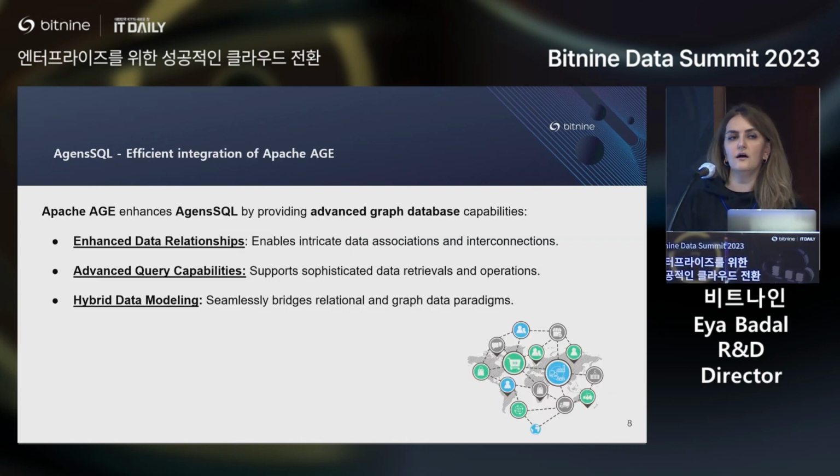All right, turning our attention to Apache AGE's integration with AgensSQL. This integration and combination enhance the data relationship, capturing intricate connections. Its advanced query function allows for precise data extraction, and notably, it offers hybrid data modeling, merging traditional relational structure with the depth of graph paradigms. Okay?